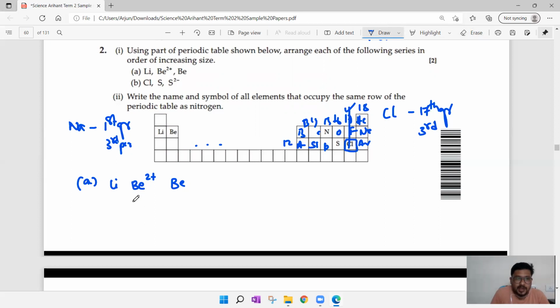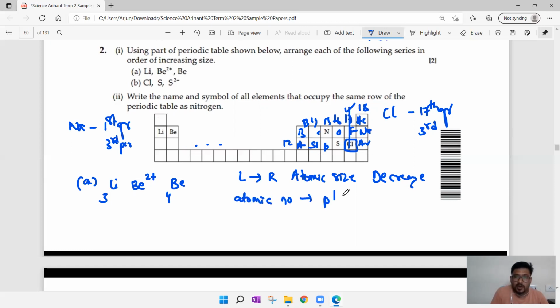Now lithium atomic number is 3, beryllium atomic number is 4, and we have discussed trends in modern periodic table. If you are moving from left to right, while coming to atomic size, that atomic size will decrease. Why will atomic size decrease? If you are moving from left to right, of course atomic number is increasing. While atomic number is increasing, automatically proton count also increases. Atomic number 1 means 1 proton, atomic number 2 means 2 protons, atomic number 5 means 5 protons, atomic number 10 means 10 protons.